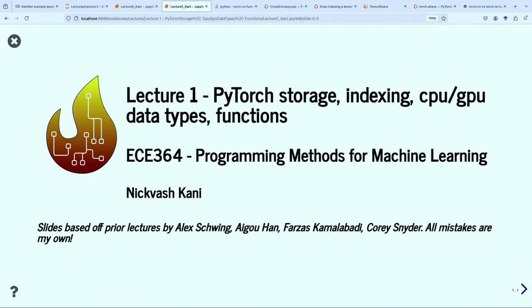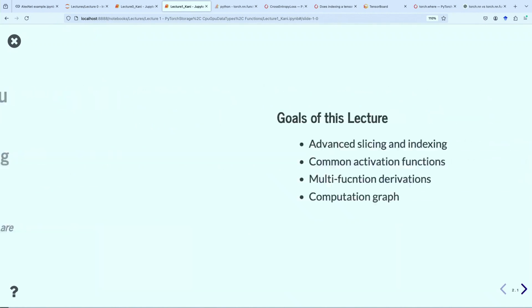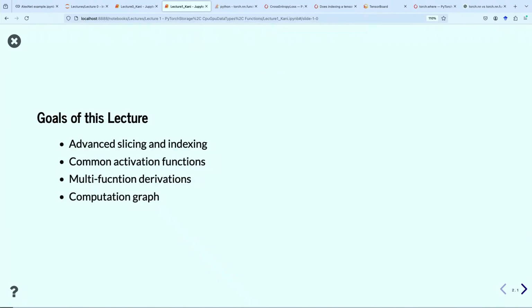We introduced ourselves to tensors, and now we are going to continue with tensors, talk about indexing, and then talk about functions and using PyTorch to view the computing pipeline. Next week we'll do a brush up on linear algebra, and then we can finally start doing autograd and regression. So: advanced slicing and indexing, common activation functions, multi-function derivations, and computation graphs.